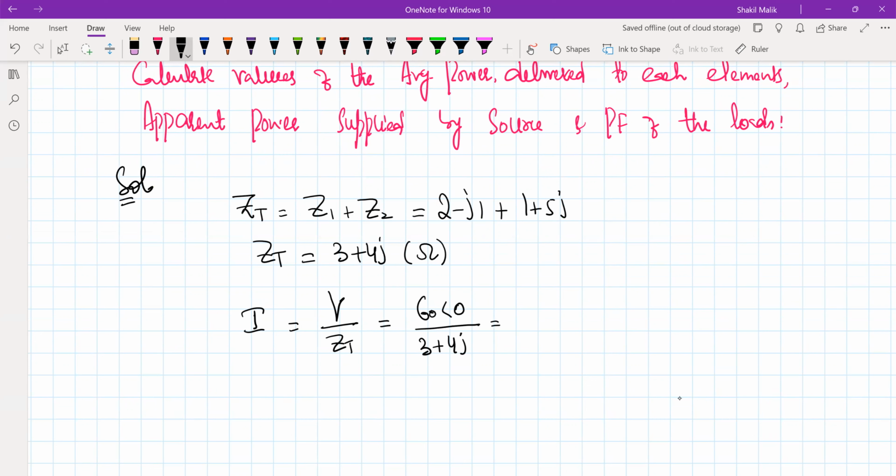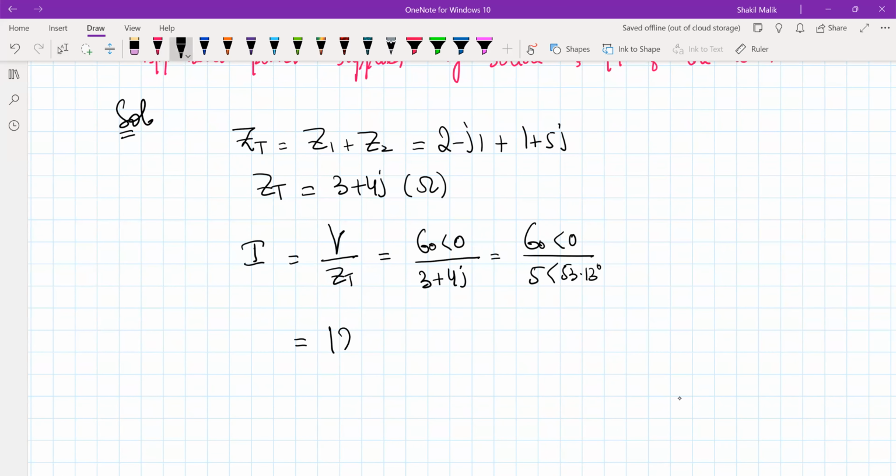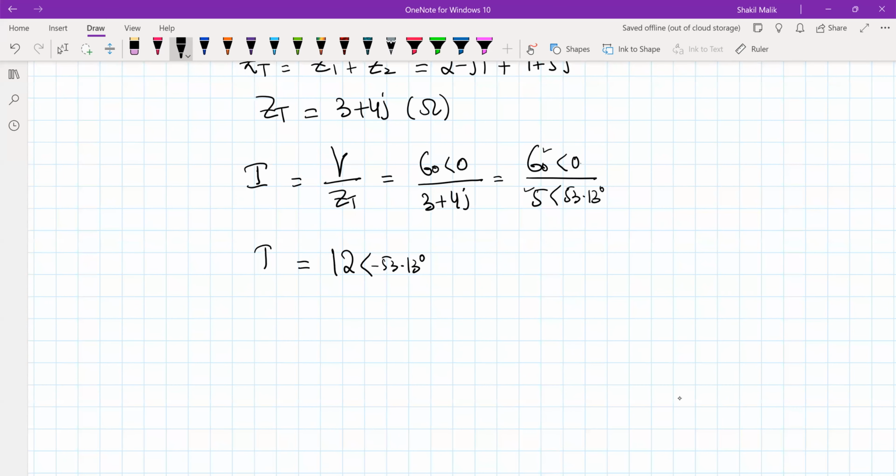Now if we convert the denominator into polar form, this is 60 at an angle of 0 divided by 5, since taking the square and the square root gives magnitude 5, at an angle of tan inverse 4 by 3, which is 53.13 degrees. Simplifying, it will be 12 at an angle of 0 minus 53.13, which is minus 53.1 degrees. We divide the magnitudes and subtract the angles. So this is the current flowing through these elements.